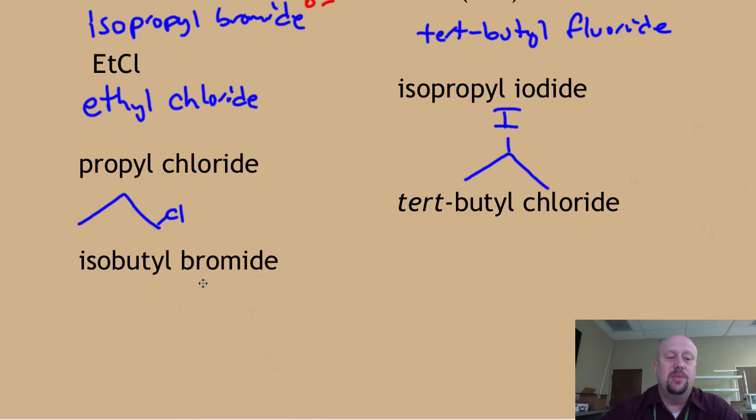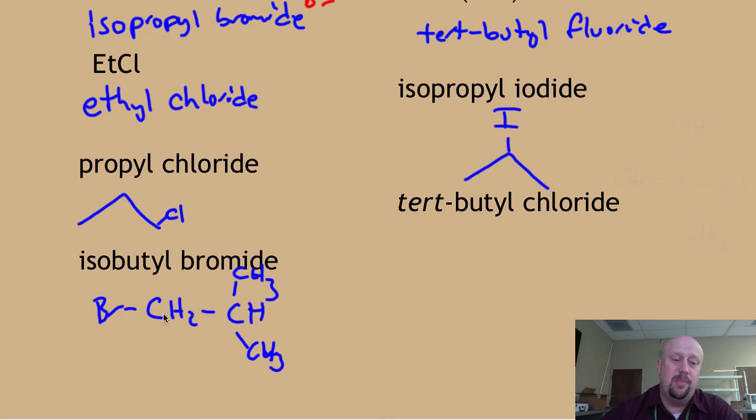Okay, and then isobutyl, remember isobutyl is the weird looking one. And so that's the one where I've got the 3 carbons with the back carbon, and that's what my bromine is attached to instead. So remember, it looks like a tert-butyl, but it's a little different. Okay, it's attached to the end carbon instead of the carbon in the middle. Okay, so that's isobutyl bromide.